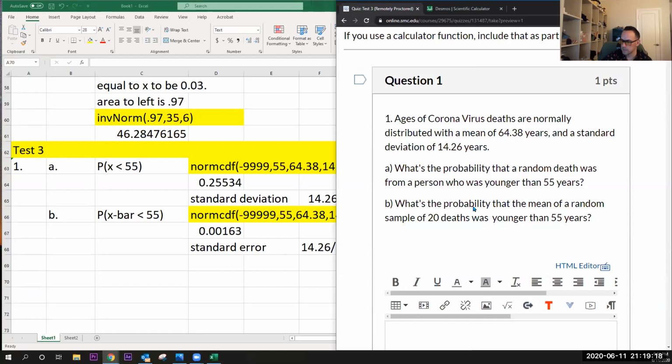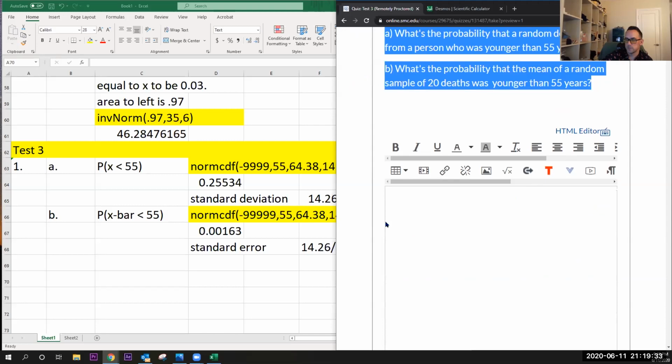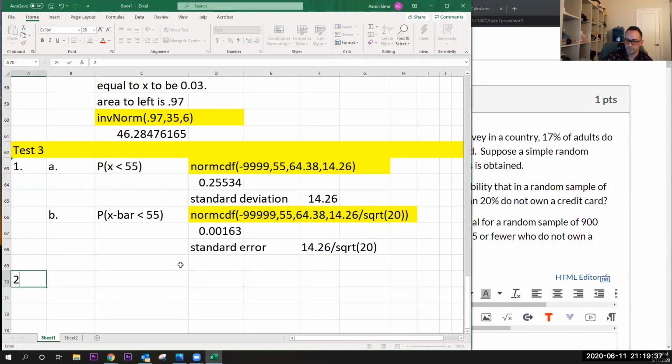All right, let's see. Did we get them both? Did you guys get them both, A and B? Are you good? Yeah, I get that. Cool. So number 2. Can you read it? Hold on.